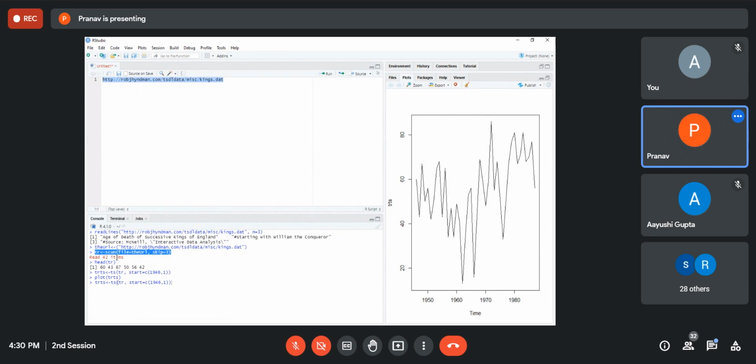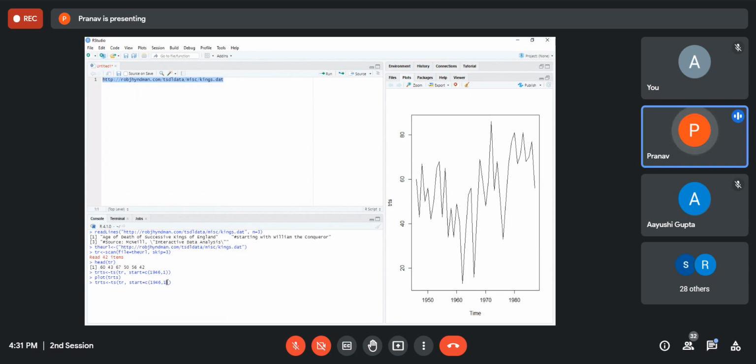Okay? So in order to convert a normal data set into a time series data set, we store that data set by calling the TS function. So this is my TS function. I'm imposing it on my data set TR. Then I'm mentioning the date, that is, when this time series data starts. So what I'm mentioning here is that it starts with the year 1946, first month, that is January.